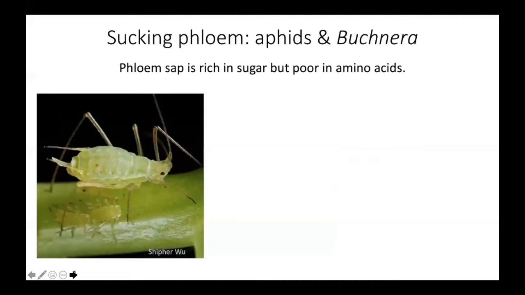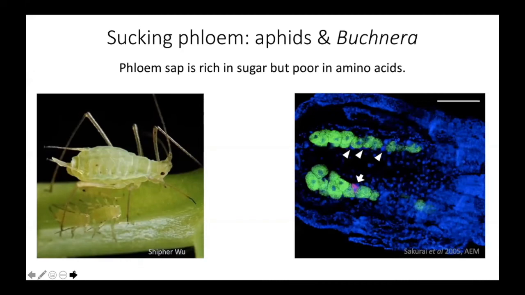Aphids are a really classic example of a phloem sucker. So aphids are sucking on this sugary liquid. They get a ton of sugars, but phloem doesn't provide them with enough nitrogen. Aphids are deficient in amino acids because there aren't a lot of amino acids in phloem sap. So to solve that problem, aphids have a mutualistic relationship with Buchnera bacteria. The Buchnera live inside specialized cells within the aphid abdomen.